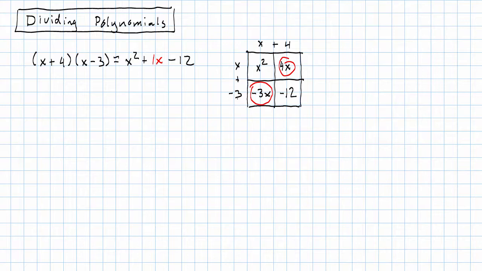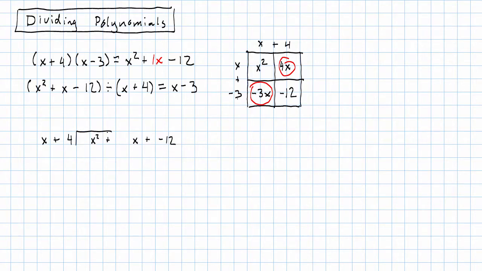So if we wanted to take x squared plus x minus 12 divided by x plus 4, of course we know what we're going to get. We want to get our x minus 3 back. Here's how we're going to do it. I'm going to set up a division bracket again. My divisor on the outside, my dividend on the inside.